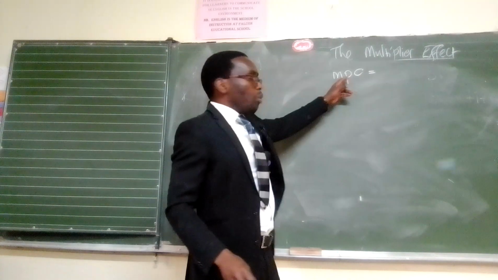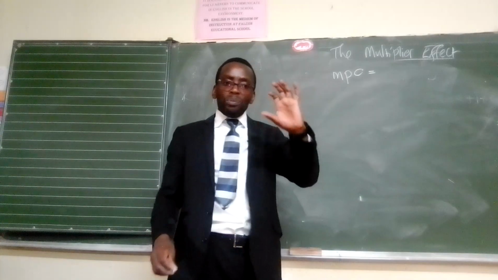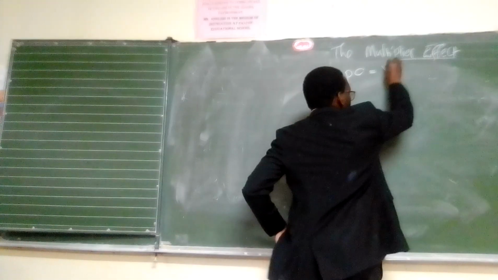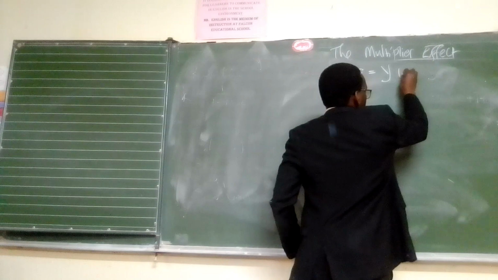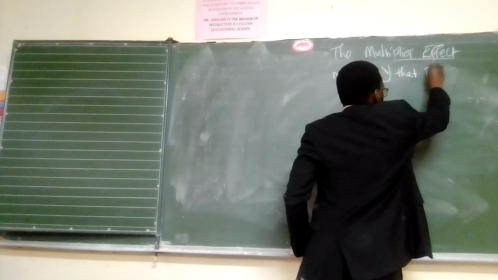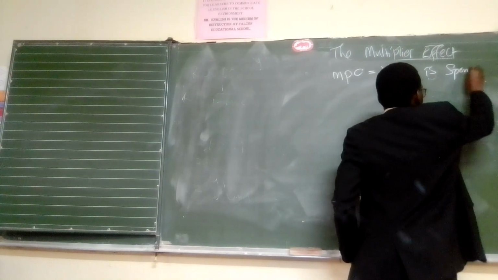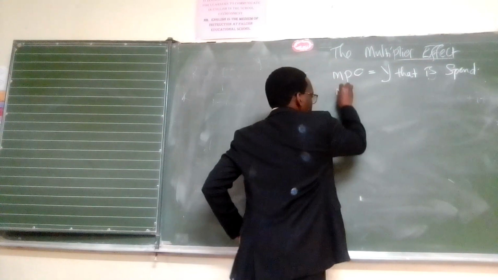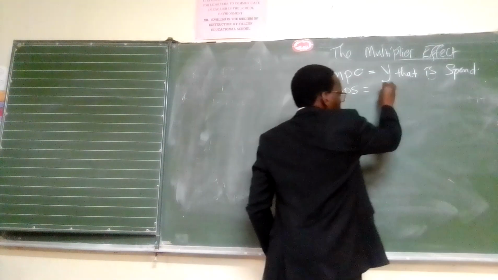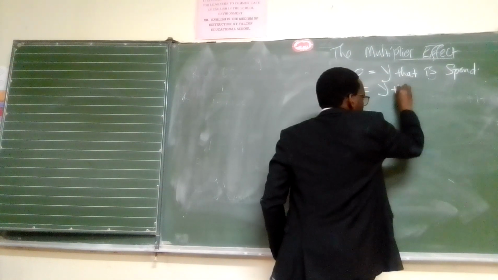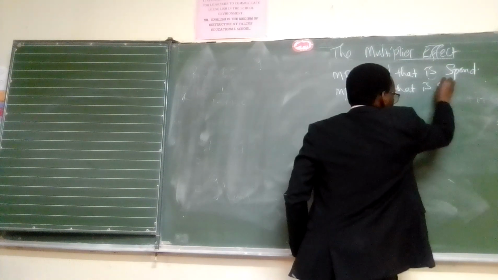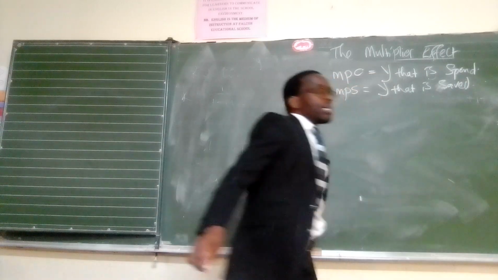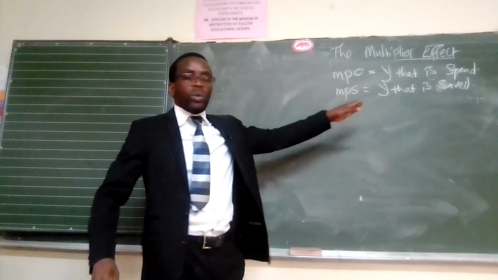which is the marginal propensity to consume, which is that portion of income that is going to be spent. And then we have the second one, which is the MPS, which is the portion of income that is saved. In other words, households are not going to spend that, they are going to save it.